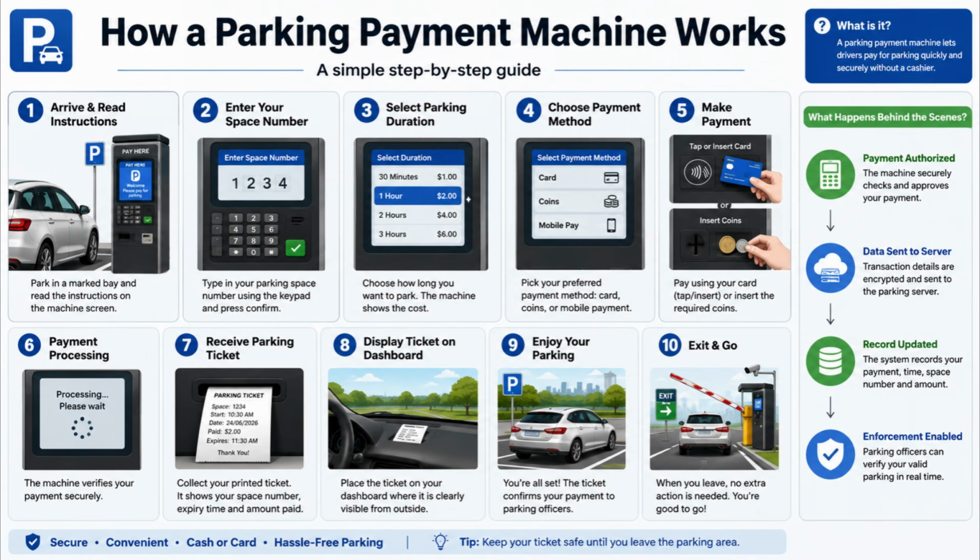Next, the driver places the ticket on the dashboard where it is clearly visible from outside the vehicle. This allows parking officers to check the ticket quickly and confirm that the parking session is valid. At the same time, the parking system updates its record. This helps enforcement staff verify paid parking in real time, either by checking the physical ticket or by using digital parking records connected to the server.